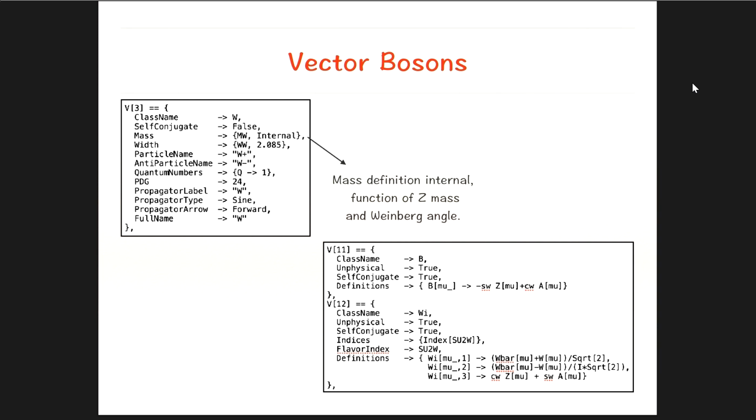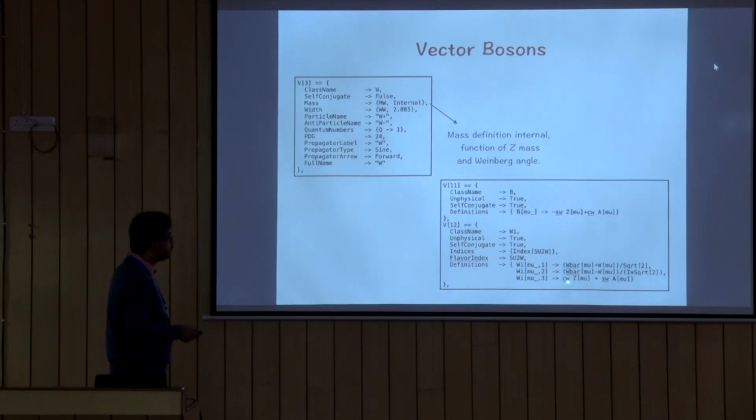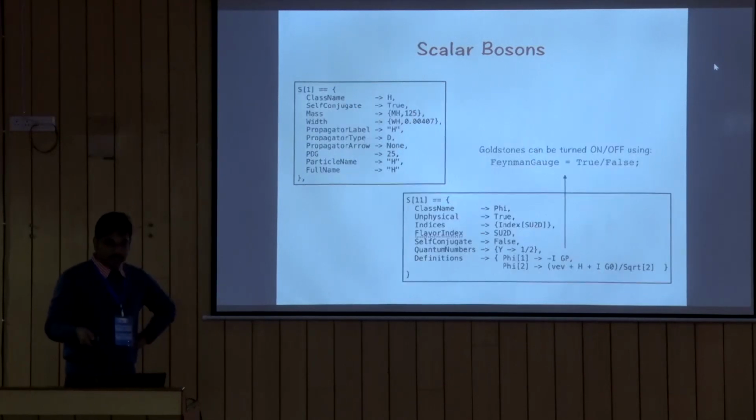Here you will have to have the index Su2w. Once again, I would like to remind you, there are two representations. These Wi transform under the adjoint representation of SU2. So the index will be associated with Su2w, and then you have Wi1, Wi2 and Wi3, and we are defining them in terms of the physical W's, like W plus, W minus, W1 plus i W2 by square root of 2 and so on. Okay, and W3 is the one which is cos theta w Z mu plus sin theta w A mu. So this completes the definition of the vector boson.